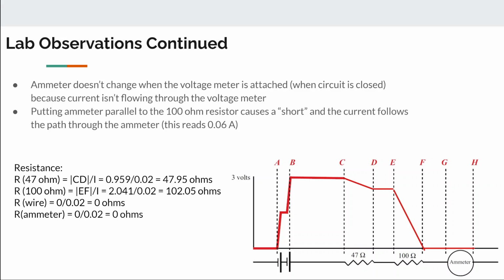Placing the ammeter parallel to the 100 ohm resistor caused a short in the circuit, meaning an easier path was created that the electrons would flow along. This meant no current flowed through the 100 ohm resistor, and the current value went up from 0.02 amps to 0.06 amps. The resistance for the two resistors, the wire, and the ammeter were calculated and shown.